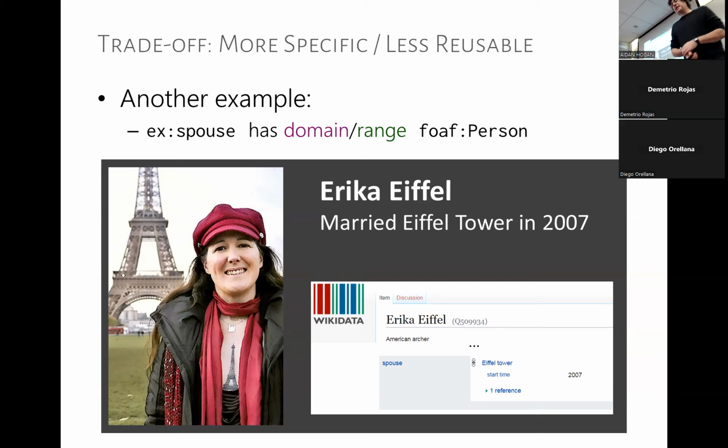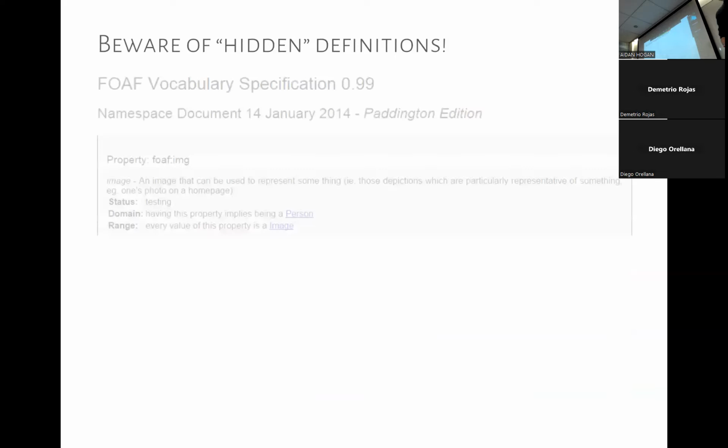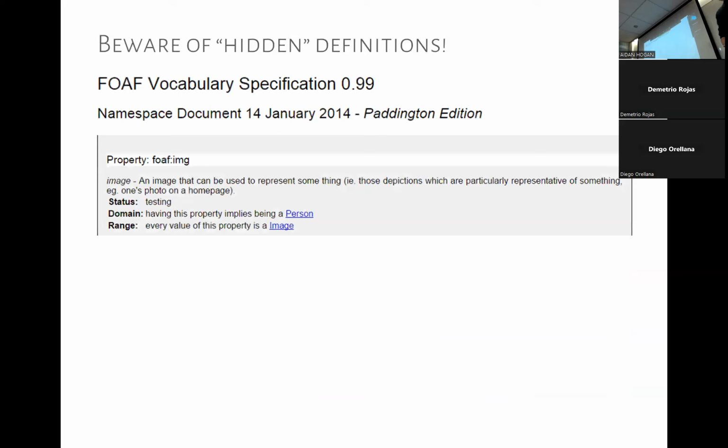So we're trapped in this trade-off of being more specific. Being more specific allows us to do more inference, but it restricts the reusability of the properties that we're using. Another problem that emerged early in the semantic web was the problem of hidden definitions. This is more a usability problem.